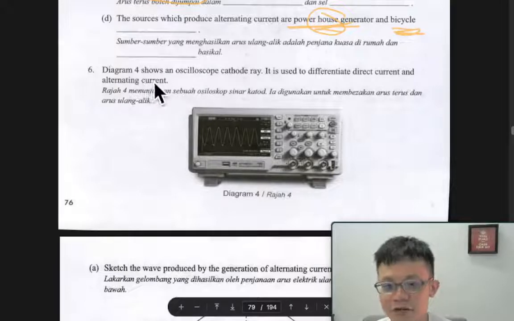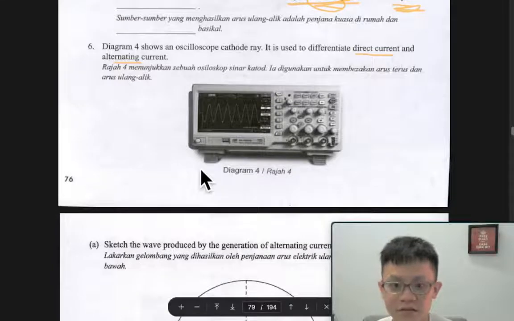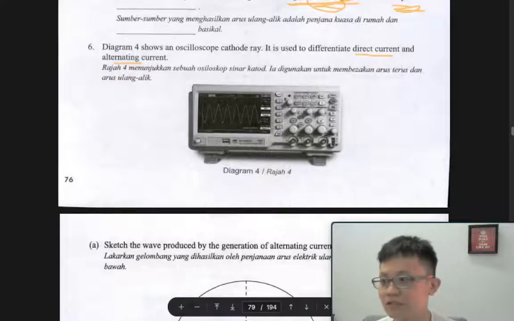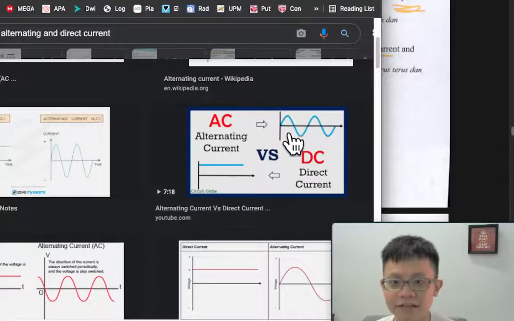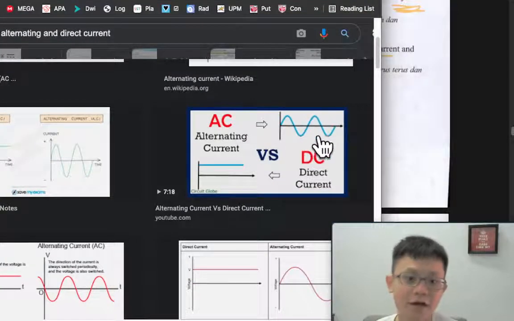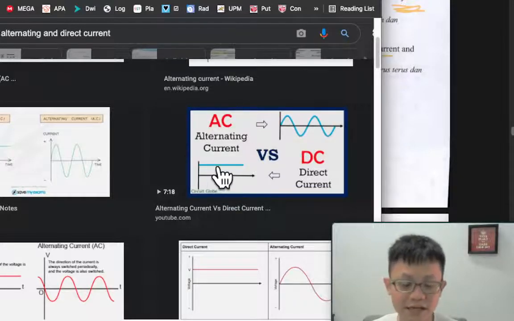Okay, the diagram shows an oscillator of cathode ray is used to differentiate the direct current and alternating current. Because I think last video I already showed how you want to know is to see this one. So alternating current, it will go up and down, something like the dynamo. Direct current, you will usually get a straight line.